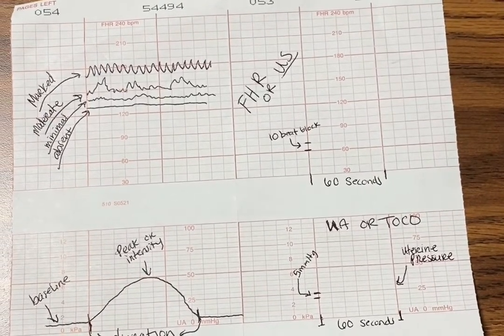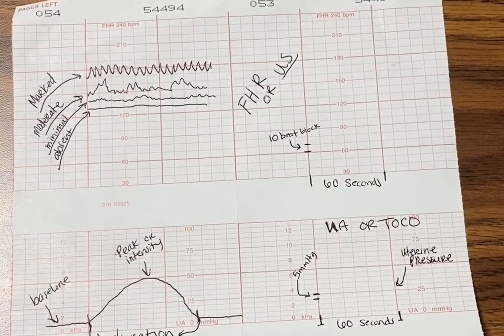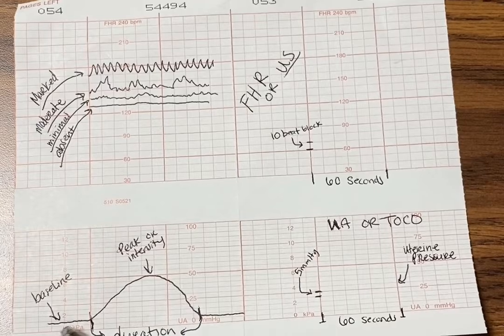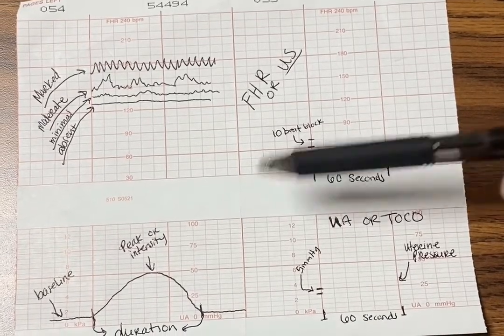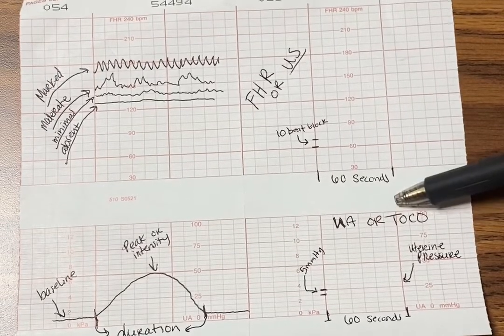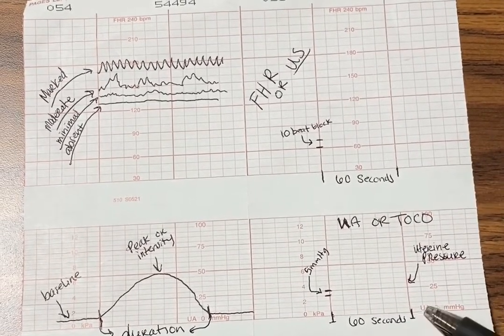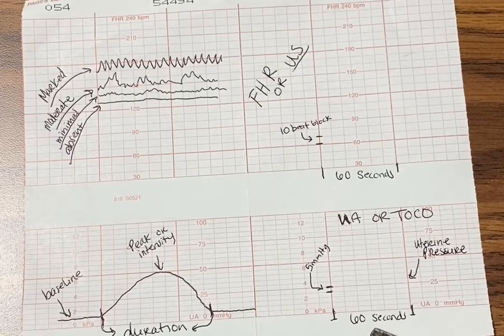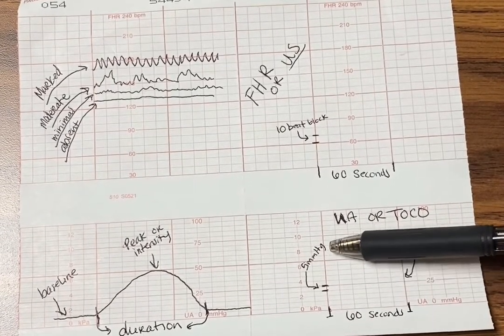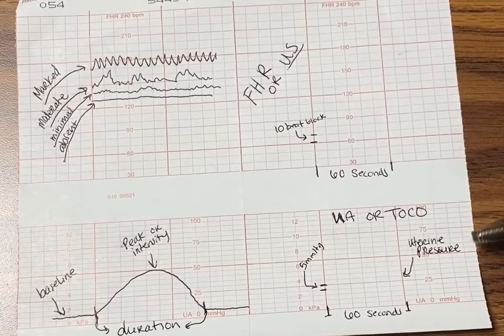The bottom part of your strip, you're gonna see the contractions. Contractions consist of a baseline, the duration, and the peak or intensity or the apex. With this, it's measured by the toco, and from dark line to dark line again, it's 60 seconds. And the small boxes on here are 5 millimeters of mercury, which do the uterine pressure.